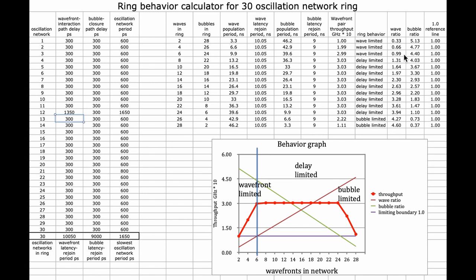Okay, so given that there is an optimal behavior point, the optimal behavior point is when the wave ratio is 1, or as close as you can get to 1. Given your delays and your wavefronts and so forth, your optimal ring behavior is as close as you can get to the wave ratio of 1. Now, all this other stuff that says it's delay limited, we can characterize all this, but these are not optimal efficiency behaviors, especially in bubble limited.